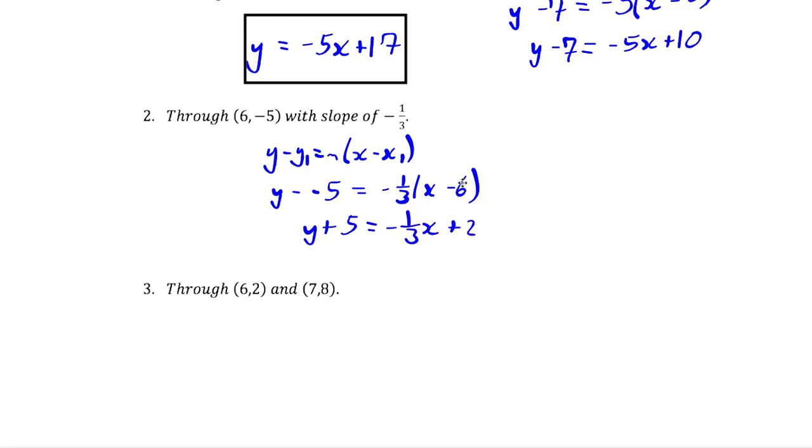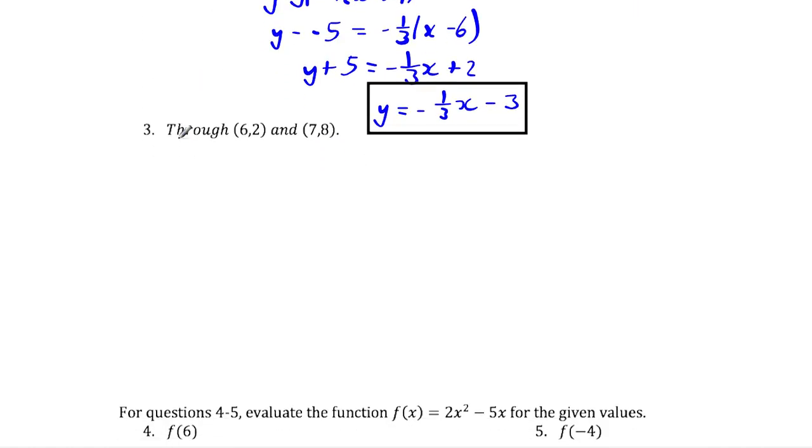because that's negative 6 divided by negative 3. And then I can subtract 5 from both sides. So I get y is equal to negative 1/3 x minus 3. And that is my answer for that question.